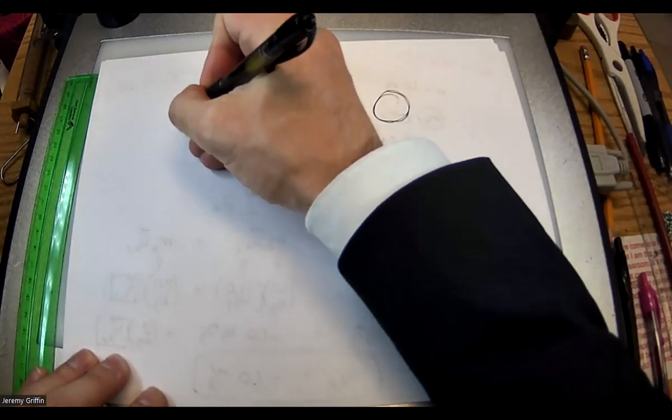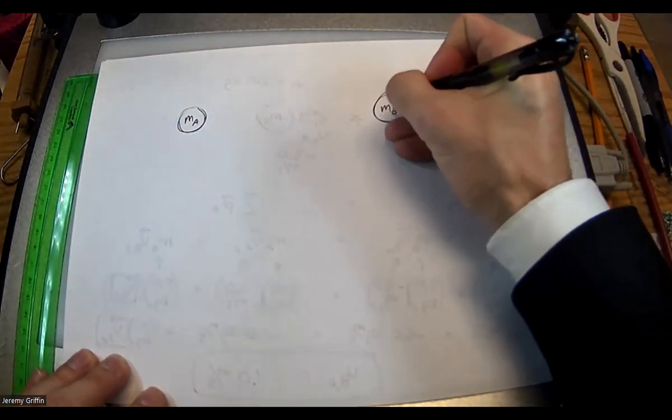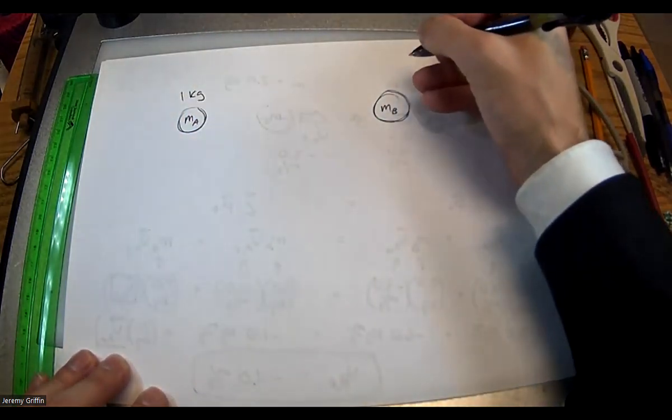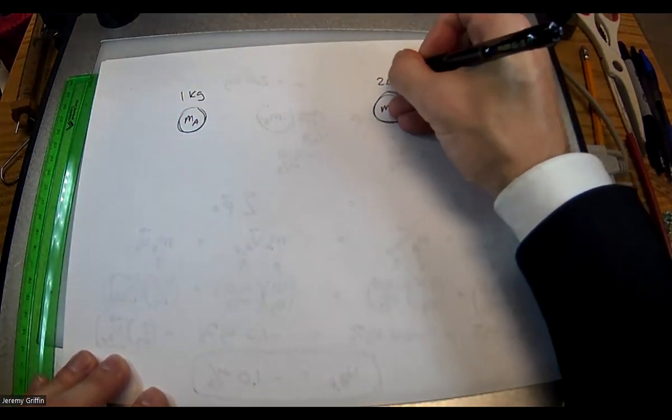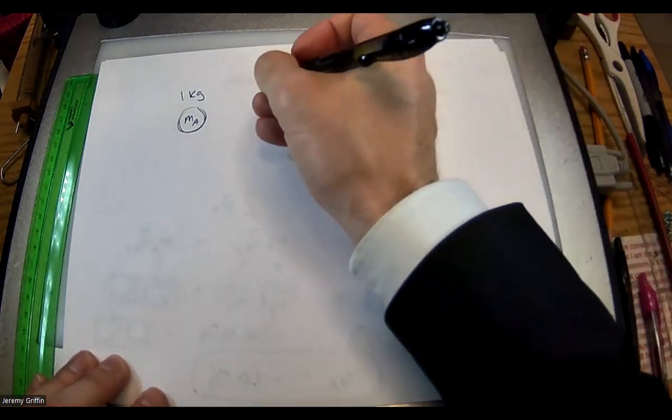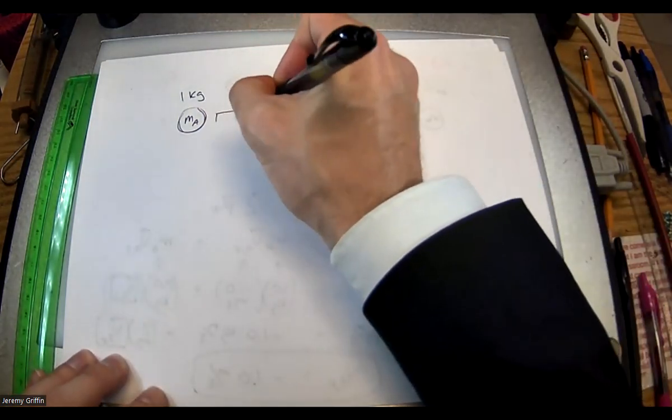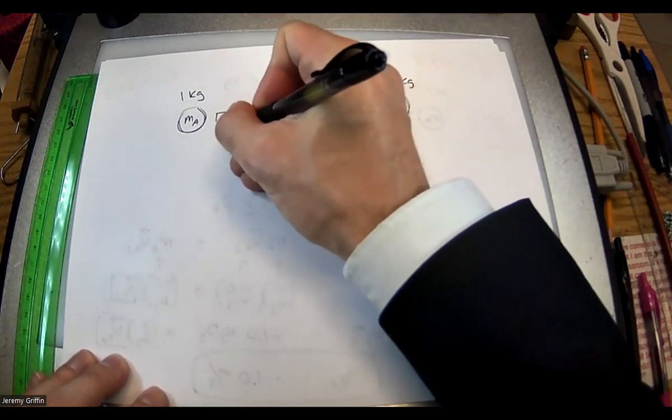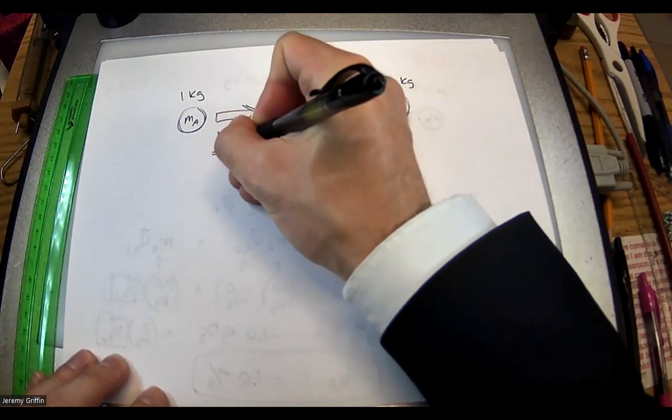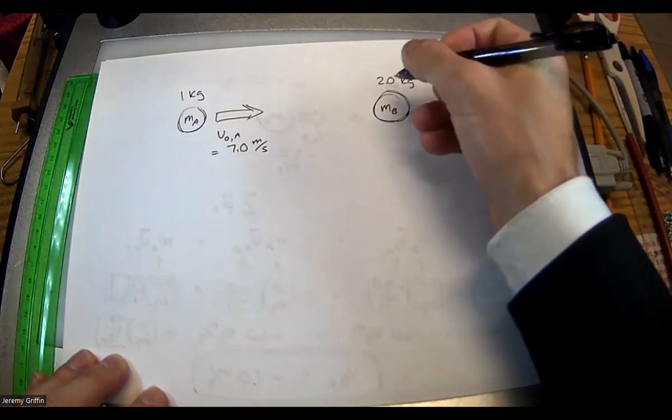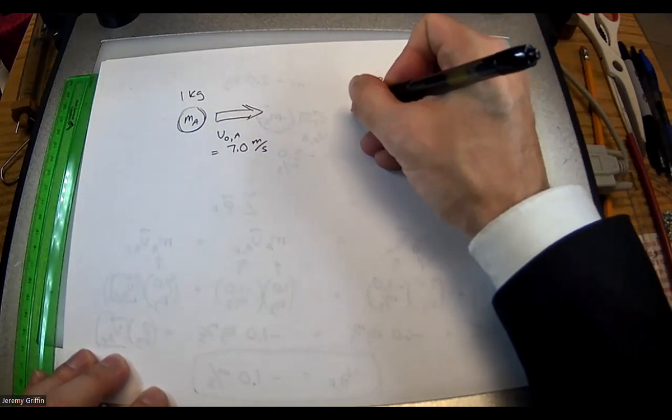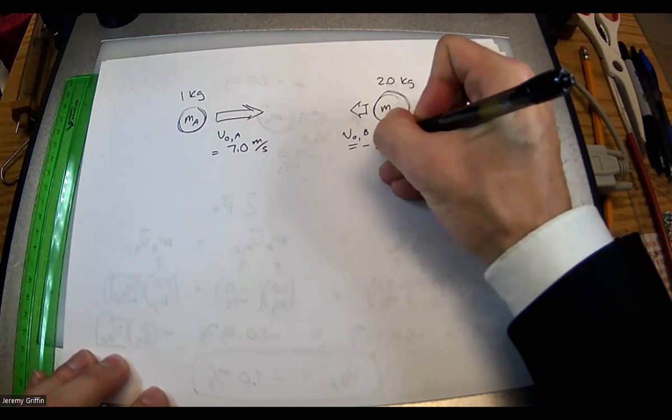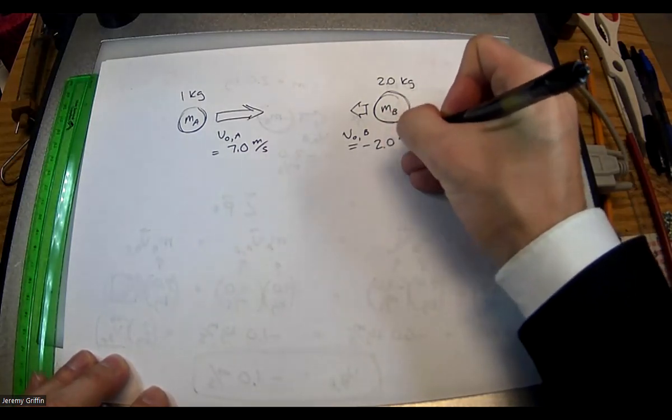Okay, so I got mass A, mass B. This guy I'm calling 1 kilogram. This guy I'm calling 2 kilograms. And this guy is going really fast to the right. The initial velocity of object A is 7.0 meters per second. And this guy's going kind of slow to the left. So velocity initial for object B is negative 2.0 meters per second.